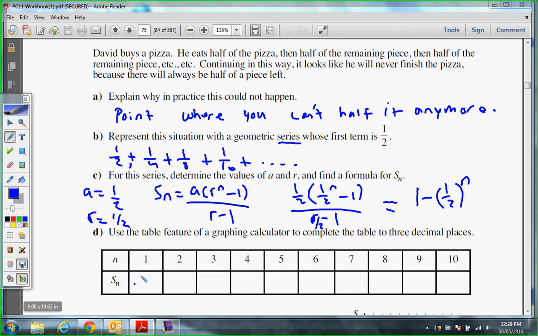1 will be 0.5, 2 will be 0.75, 3 is 0.875, 4 is 0.938, 0.969, 0.984, 0.992, 0.996, 0.998, and then 0.999. So you can just see it keeps getting closer and closer and closer to 1, but doesn't quite get there. Okay, and it never will. It'll just keep getting more 9s. Okay, we'll talk about what that means in a second.